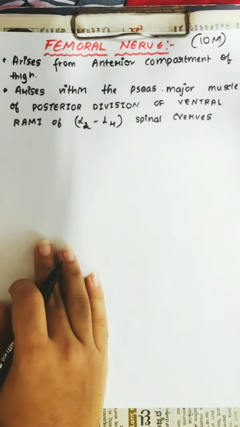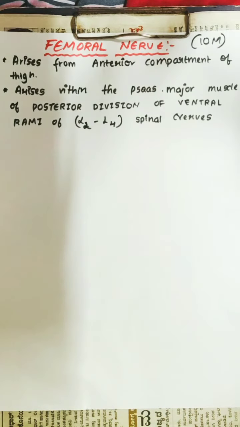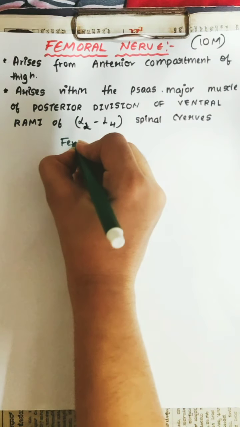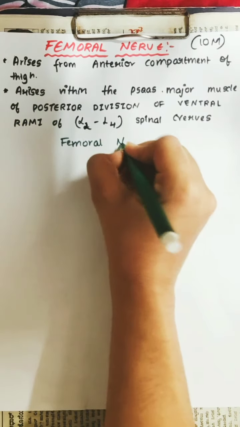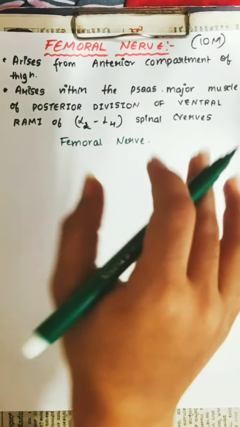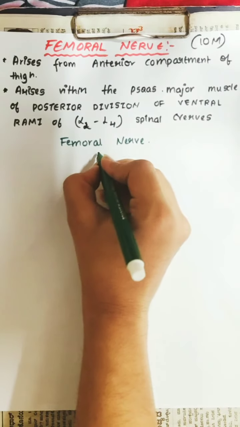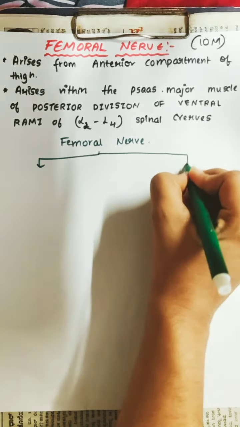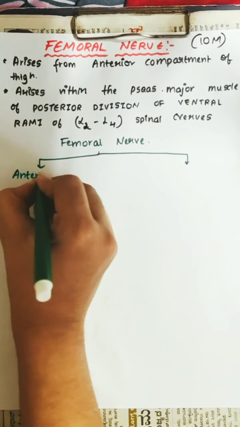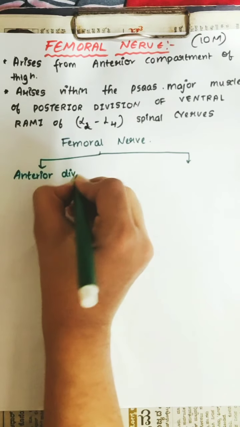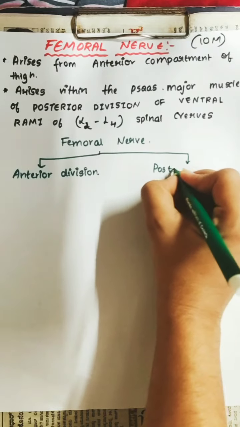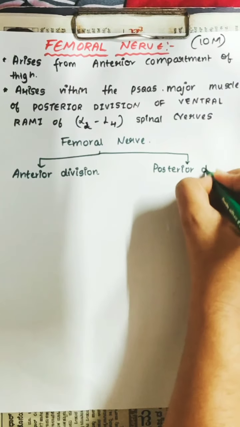Femoral nerve is mainly divided into two parts. We have to see its division, a very important one. So, femoral nerve, we'll study its diagrammatic representation. First, we'll make a brief flowchart. The femoral nerve is divided into two branches. It gives rise to two branches, anterior division as well as the posterior division.